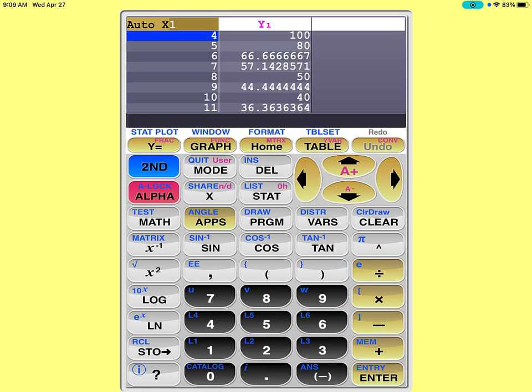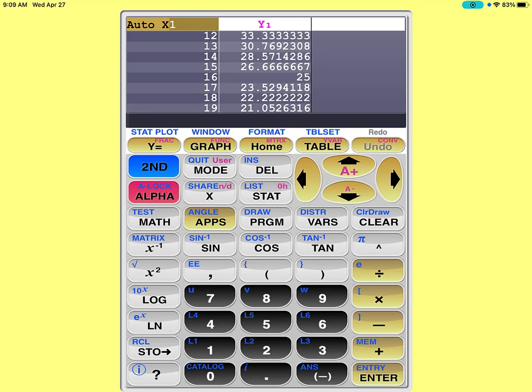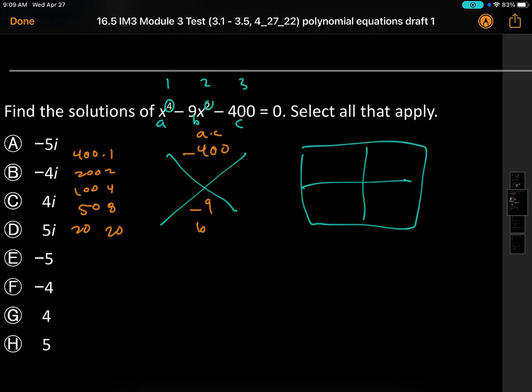So basically, I'm trying to find a number. There's 8 and 50, 10 and 10 times 40. Anything that's a decimal doesn't work. I like that one, 16 and 25. Let me see what they are. Yep, 16 and 25.